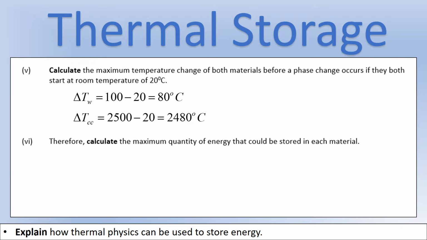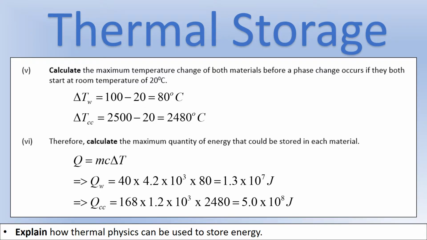Okay, so let's have a look at this one. We're going to use Q equals mc delta T to work this out. We saw from the last question we can get 40 kilograms of water. We know the specific heat capacity of water, and we know the maximum temperature change, and that gives us an energy. And we can do the same process for concrete.